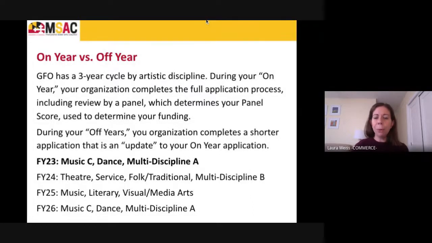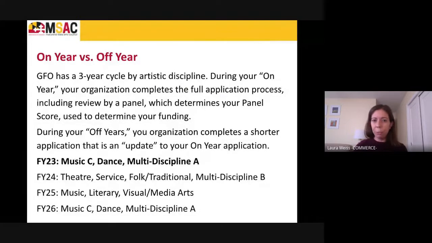So the GFO program, I think most of you are pretty familiar with this, but this does get a little bit complicated. So just to break down exactly the structure and the cycle of it. The GFO program has a 3-year cycle by artistic discipline. During your on year, we use that term, on year, that means that you would complete a full application process in that on year. That includes being reviewed by a panel that determines your panel score, which then moves forward for the coming years to determine your funding.